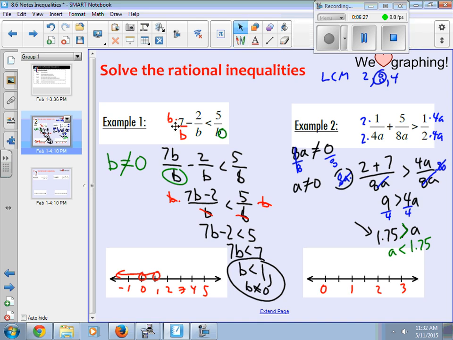So every other line's a half. So 1.75 is going to be right about here. So we're going to go open circle. It's going this way, except when we hit 0, also not a value there because we said that a cannot equal 0. So the graph would look something like that.